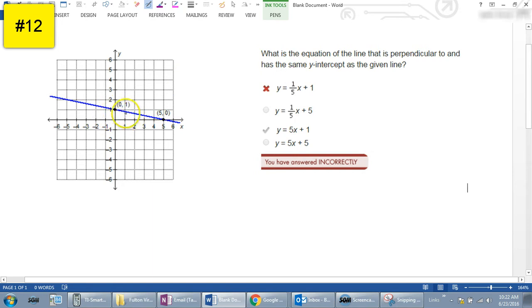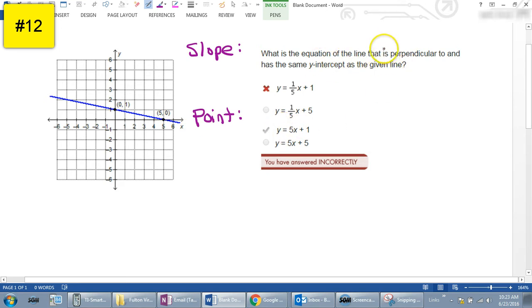Okay, so we have this picture. We have a couple points on the graph. What is the equation of the line that is perpendicular to and has the same y-intercept as the given line? So anytime they ask you to write an equation, there are two things that you need. You need the slope, and you need a point. Okay? If you have the slope and a point, you'll be able to write the equation.